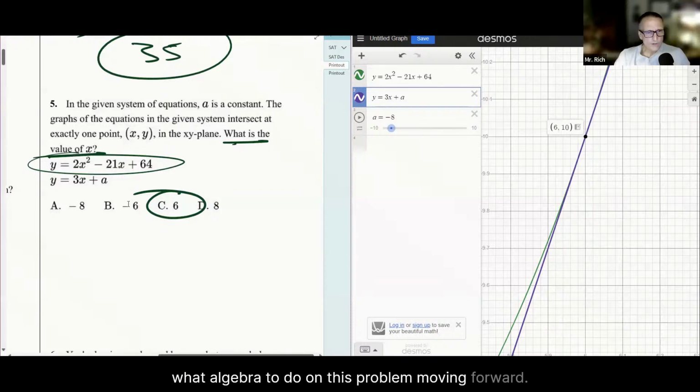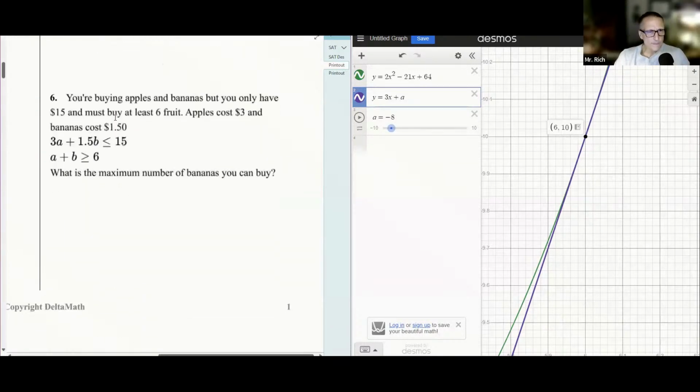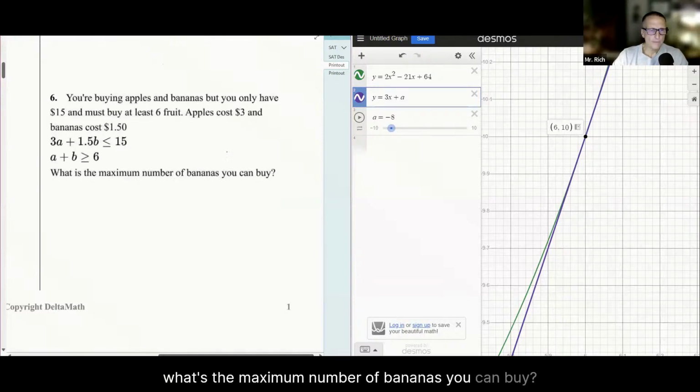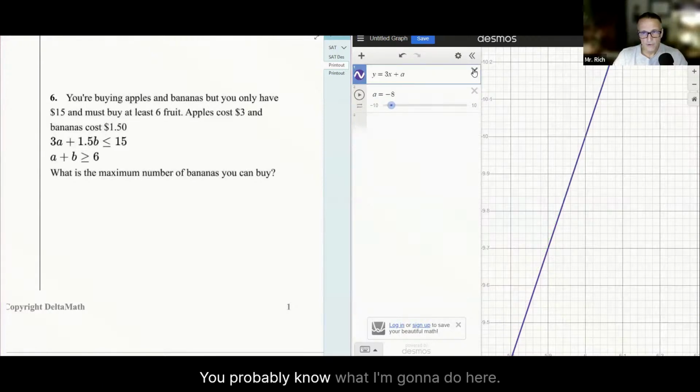Moving forward, number 6, you're buying apples and bananas, but you only have $15 and you must buy at least 6 fruit. Apples cost $3 and bananas cost $1.50. And then they do you the favor of making the system of inequalities to represent the problem. So A is apples, B is bananas. And it says, what's the maximum number of bananas you can buy? You probably know what I'm going to do here.